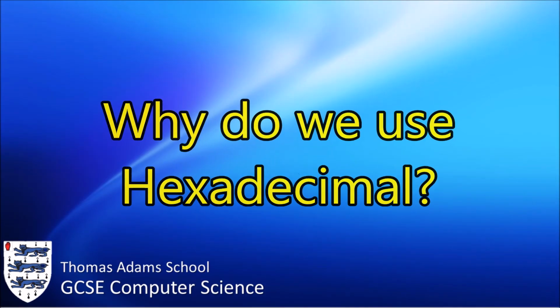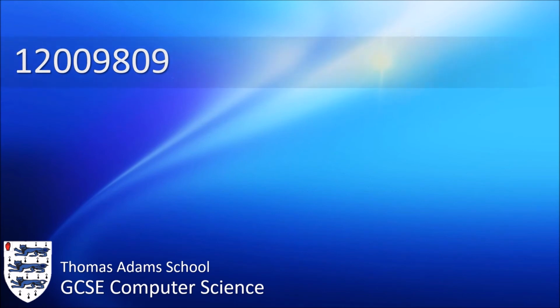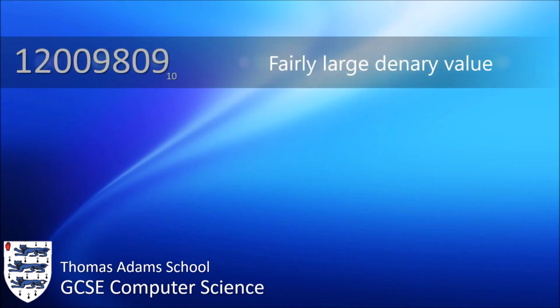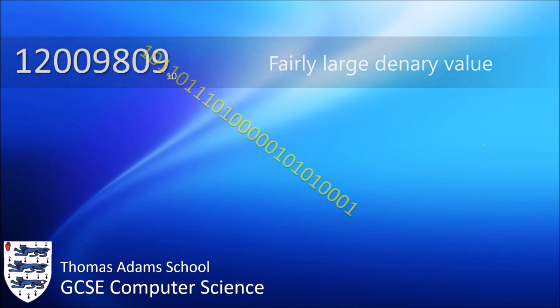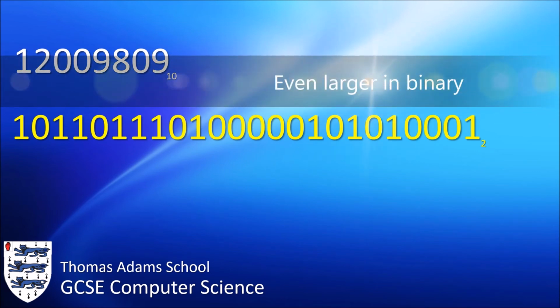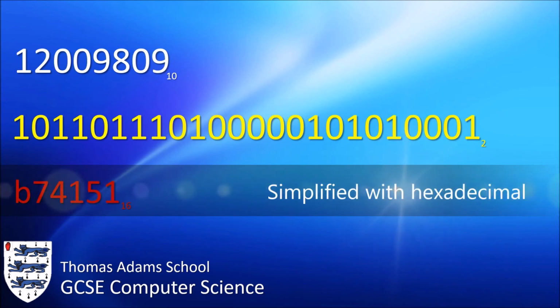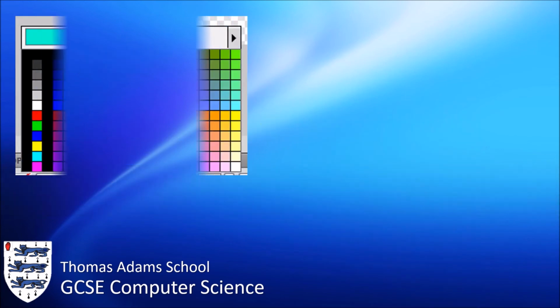Why do we use hexadecimal then? We use it because if you have a look at this denary value, it's a fairly big number. If you convert that to binary, you're going to get a huge number. Now the hexadecimal representation is actually a lot simpler, so we do use it really to simplify numbers.